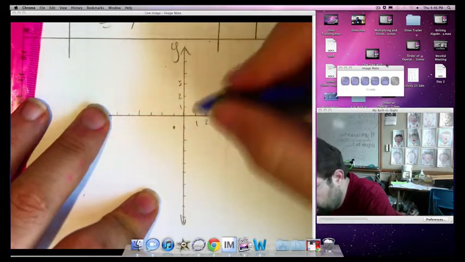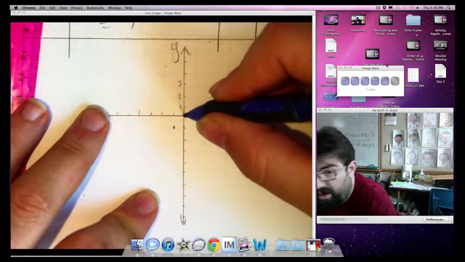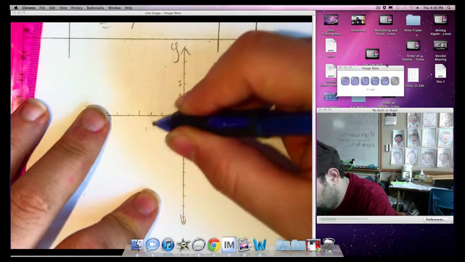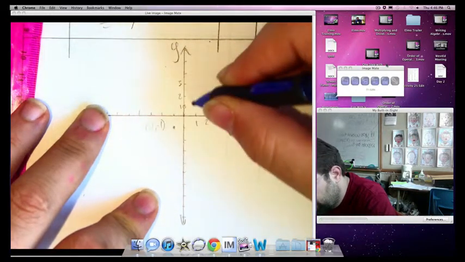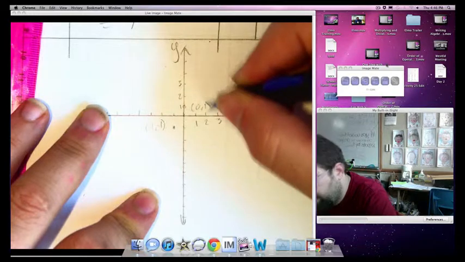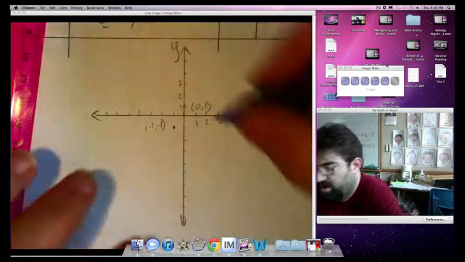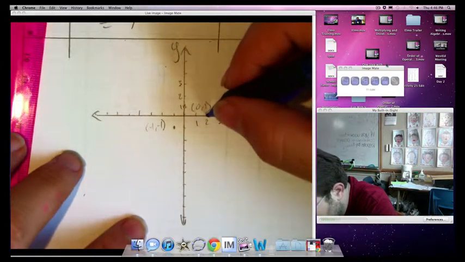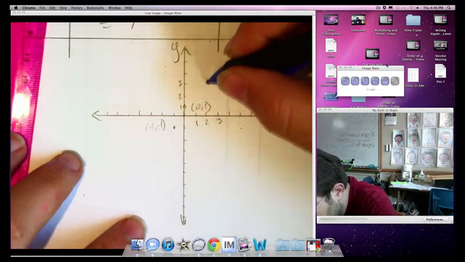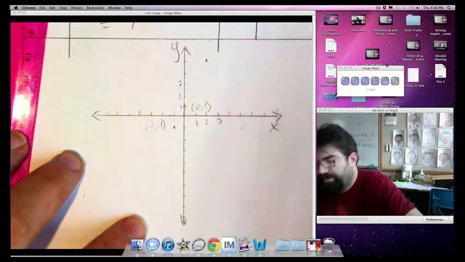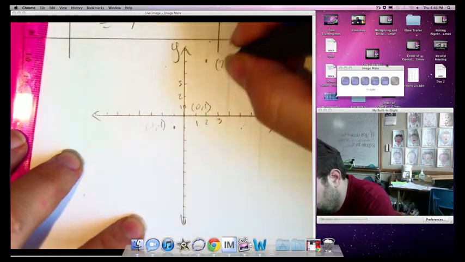Cool. 0 means I don't go left to right, and then 1 means I go up. So again, this is -1, -1. This is 0, 1. Awesome. And then 2, 5. I go over 1, 2, up 5, 3, 4, 5. And so this is 2, 5.